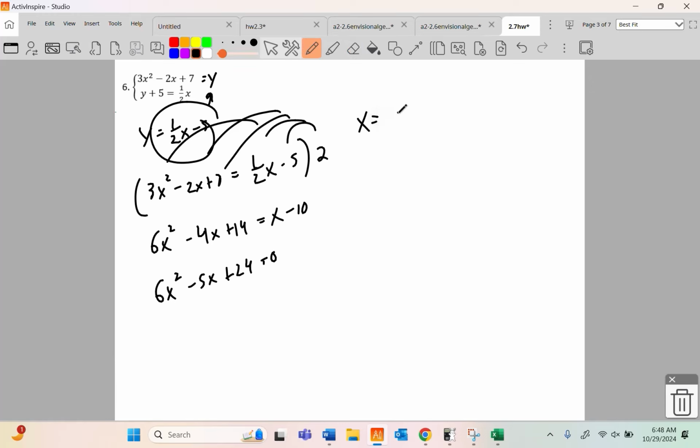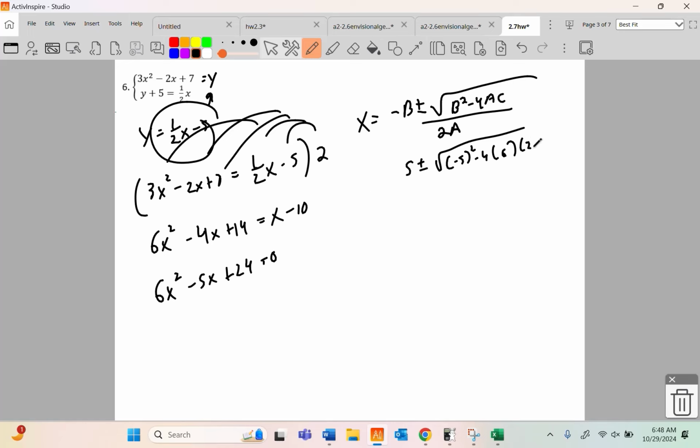Anyways, x equals negative b plus or minus square root b squared minus 4ac all over 2a. And then we throw things at it. Negative b is 5, plus or minus square root, always wrap, b is 5, a is 6, c is 24. Okay, now I see why it didn't factor. Hopefully you see why it didn't factor.